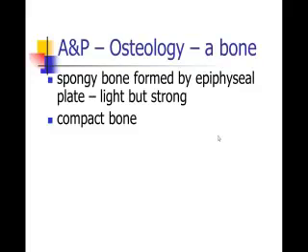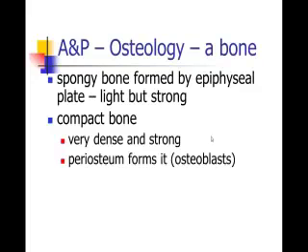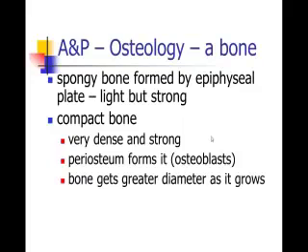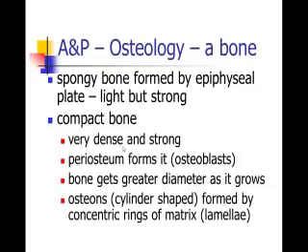Okay. Compact bone. Compact bone is very dense. It's very hard. It's formed by the periosteum. And the osteoblasts in the periosteum are the cells that form this bone. And so as the bone gets longer, the bone is also going to increase in diameter. And that's actually pretty essential. Why would that be? Right. As the bone gets longer, the animal gets heavier, and so the bones have to get larger in diameter to support the weight.